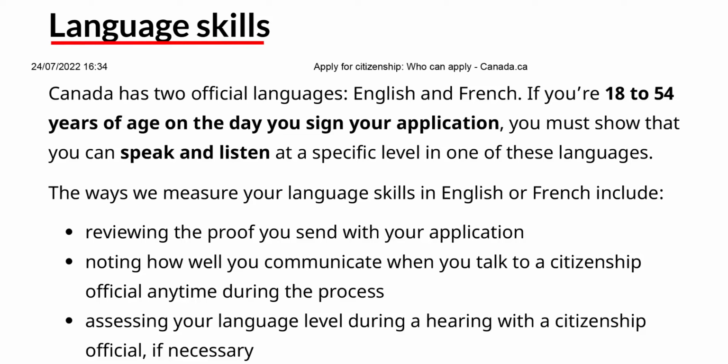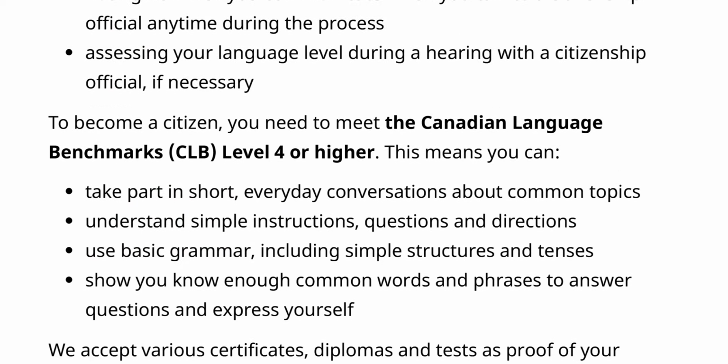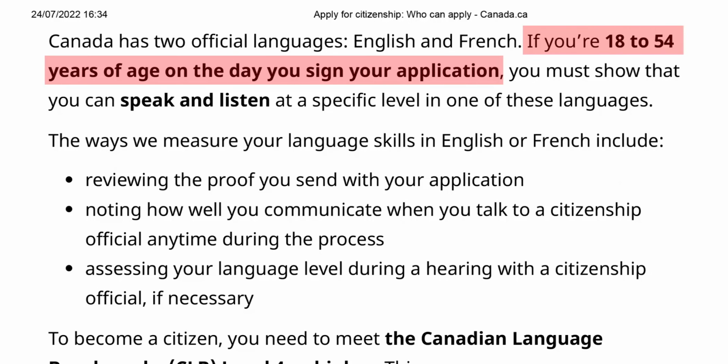Language skills. In Canada, there are 2 official languages, English and French. You must prove that you can speak, listen, and write in one of these 2 languages to receive your citizenship. This means that you can take part in short conversations on daily topics, understand simple directions, questions, and instructions, and use basic grammar, including simple tenses and structures. If you're 18 to 54 years old, you must add proof that shows your English or French skill level.